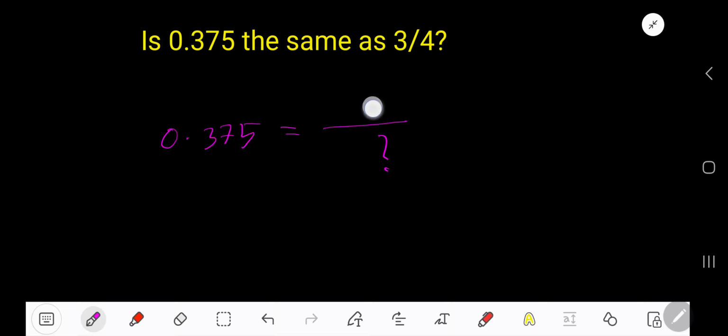So we need a numerator. For the numerator, just keep this decimal, write the number you are getting. And for the denominator, for every digit after the decimal, you have to consider 10 as a multiplication.